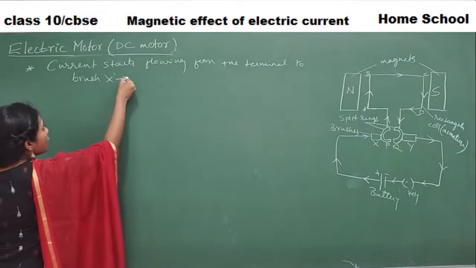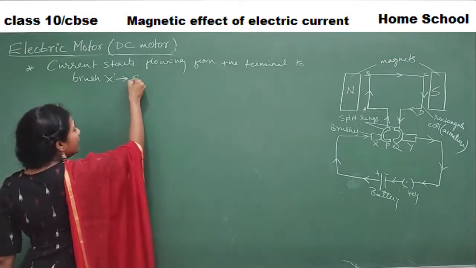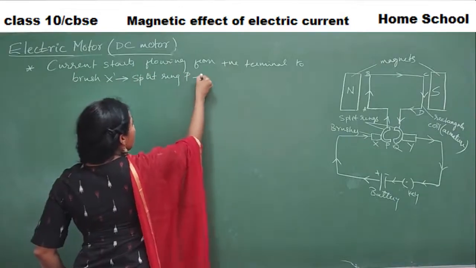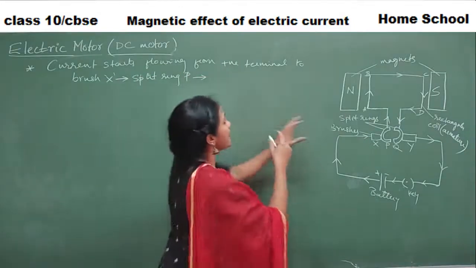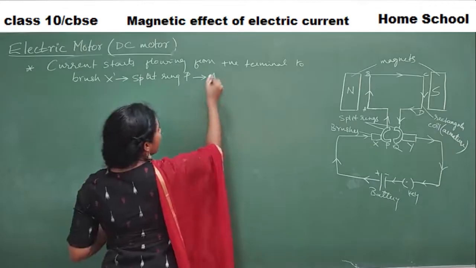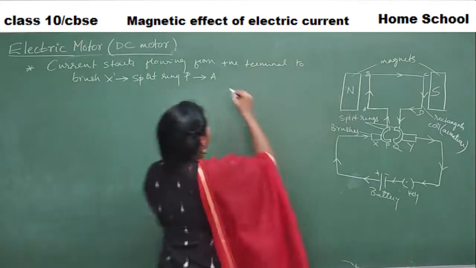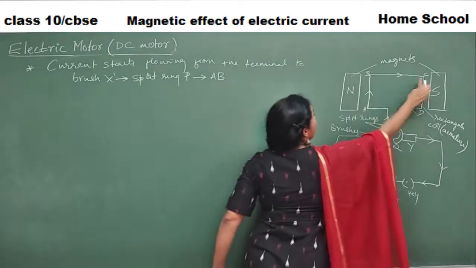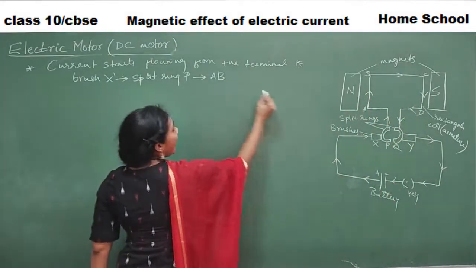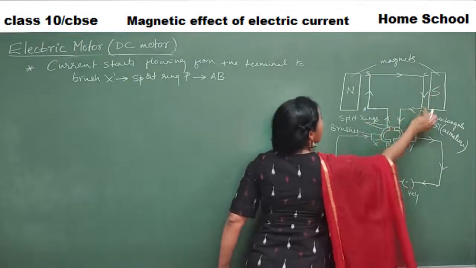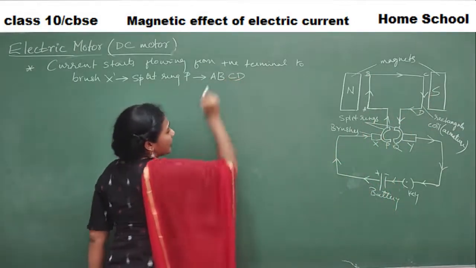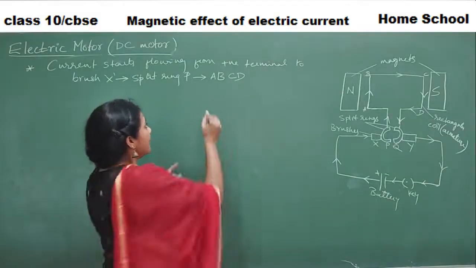Yes or no? So from X, it is going to the split ring P, right? From split ring P, it is going to terminal A. From A to B, it goes in this direction across a coil, right? So this is your conducting coil. How is the current moving across a conducting coil? It is moving in the A, B, C, D direction. Okay, remember this direction, guys.